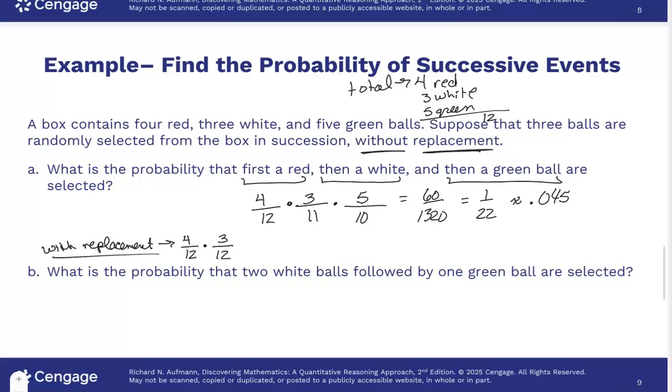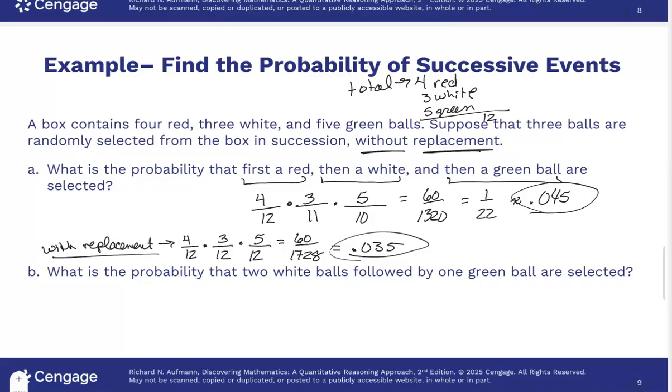Out of those 12, 3 are white. So we assume we got a white one here. We're going to throw it back in the box again, and we still have 12 in the box. And then there's 5 that are green. So look how my probability is going to change here. My top didn't change in this case, but my bottom did. Now it's 1728. And when I divide, I'm going to get something that's a little bit smaller. So you can see how that probability is going to change depending on if I'm doing this without replacement versus with replacement.